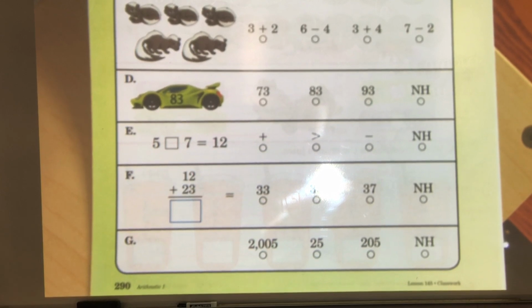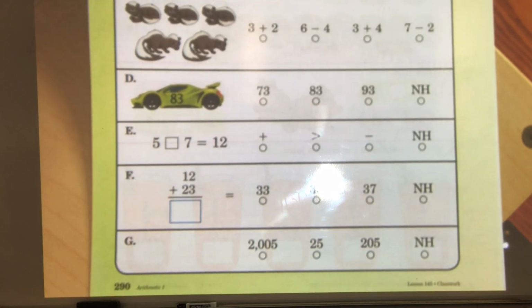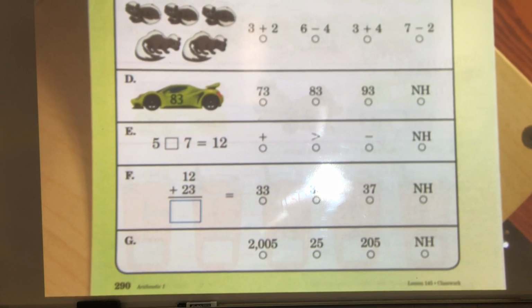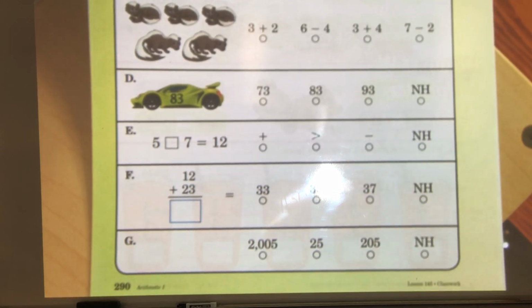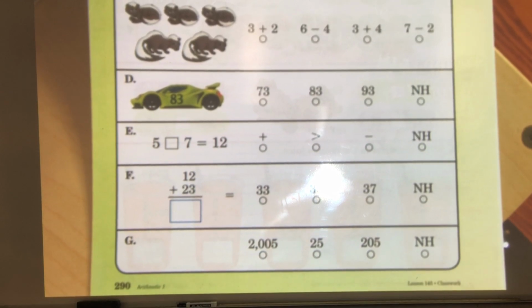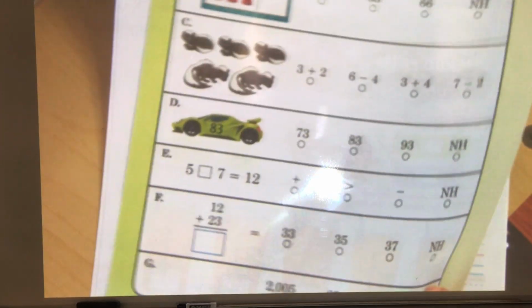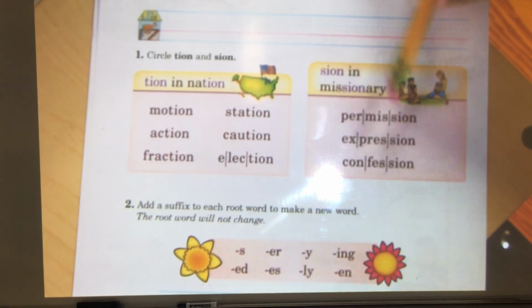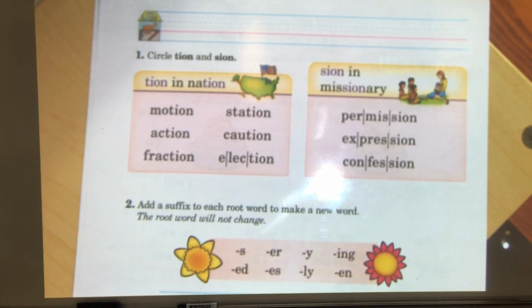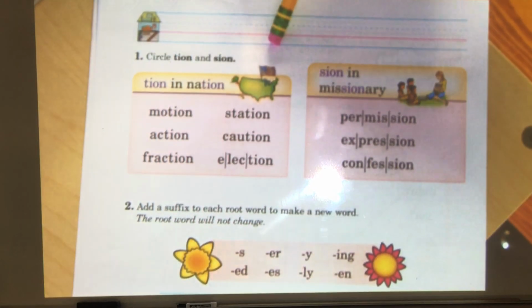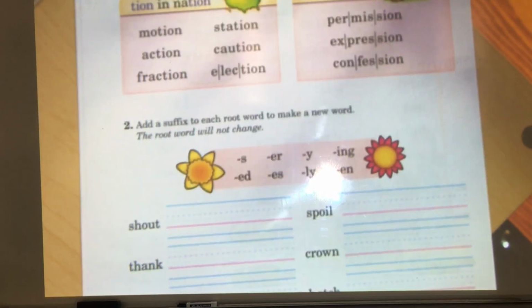All right, boys and girls, once again, this page will be a graded assignment. Please make sure after you have completed this page, snap a picture of it and send it on your student portfolio on Class Dojo. Let's take a look at our letters and sound. Page 145. All right, boys and girls, as always, please make sure you have your name on your paper. Now let's take a look at section 1.